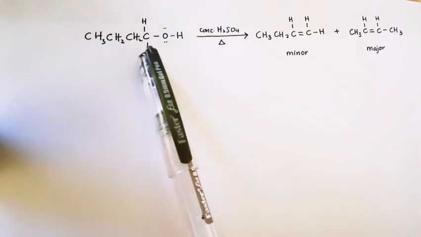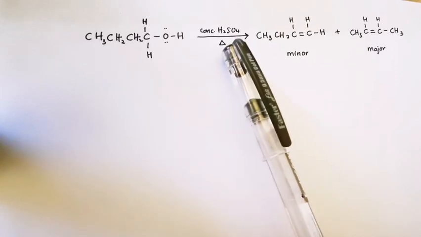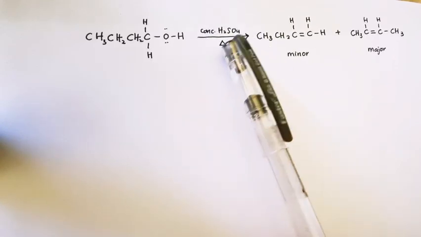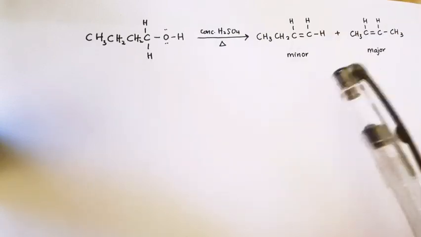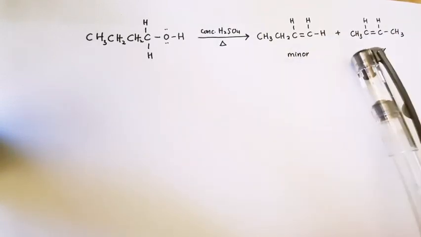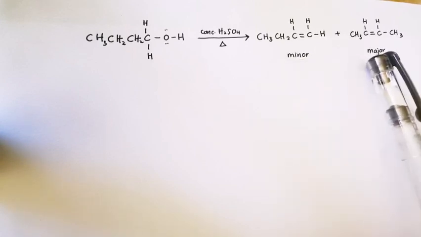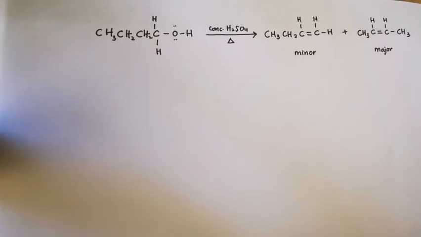This is 1-butanol reacted with concentrated H2SO4 and heat. This is the reagent for dehydration of alcohol. And it will produce two products here. The first one is the minor product. The second one is the major product. We will start with the first step.